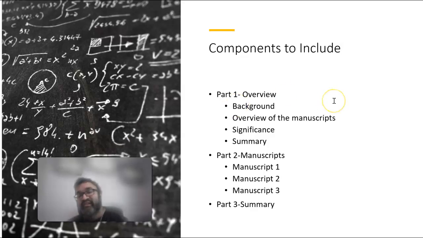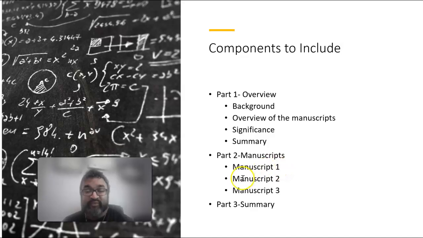All right, so what are the components? I've gone through a lot of overview about the 3XM process, but the details that go into this 3XM dissertation can be tricky, so I'm going to go over that. So part 1, you give an overview. There's a background overview of the manuscript, significance, and summary. So that's how part 1 starts.